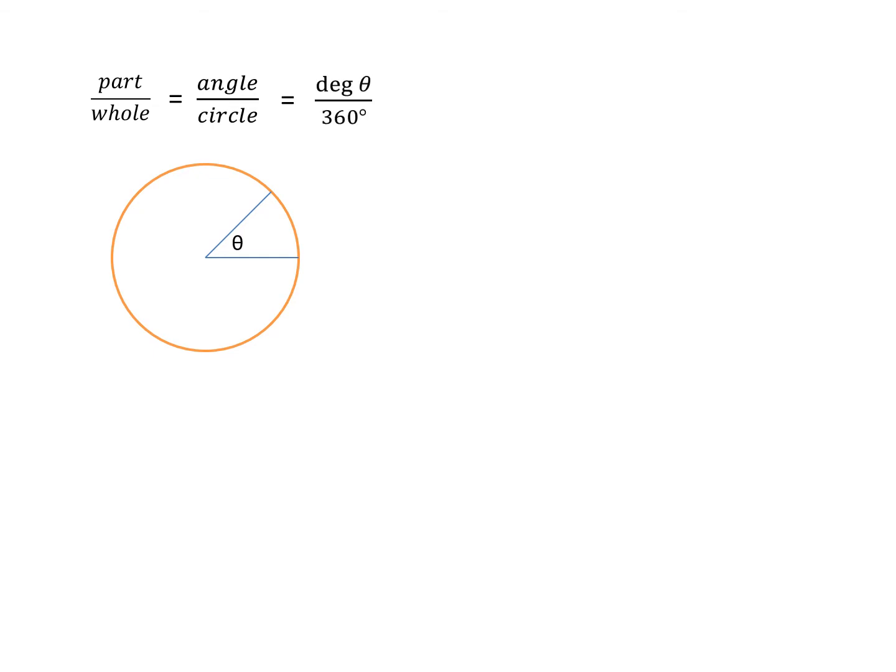First, let's look at some proportions. Part is to whole, as angle is to circle. As degree of theta is to 360, as the radian measure of theta is to 2 pi, as the arc length of the circle is to the circumference, 2 pi r, as the sector area of the circle is to the area of a circle, which is pi r squared.